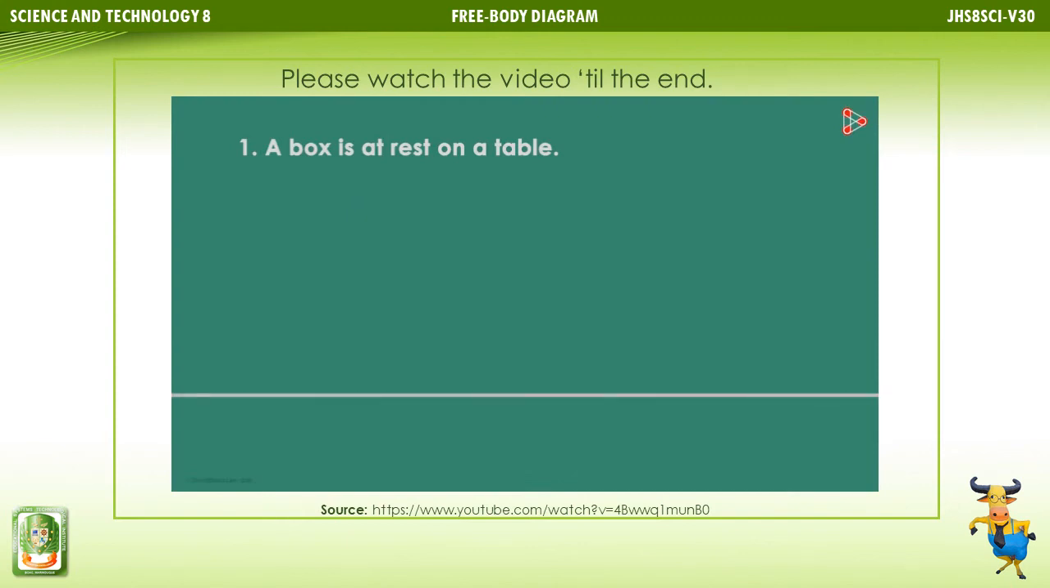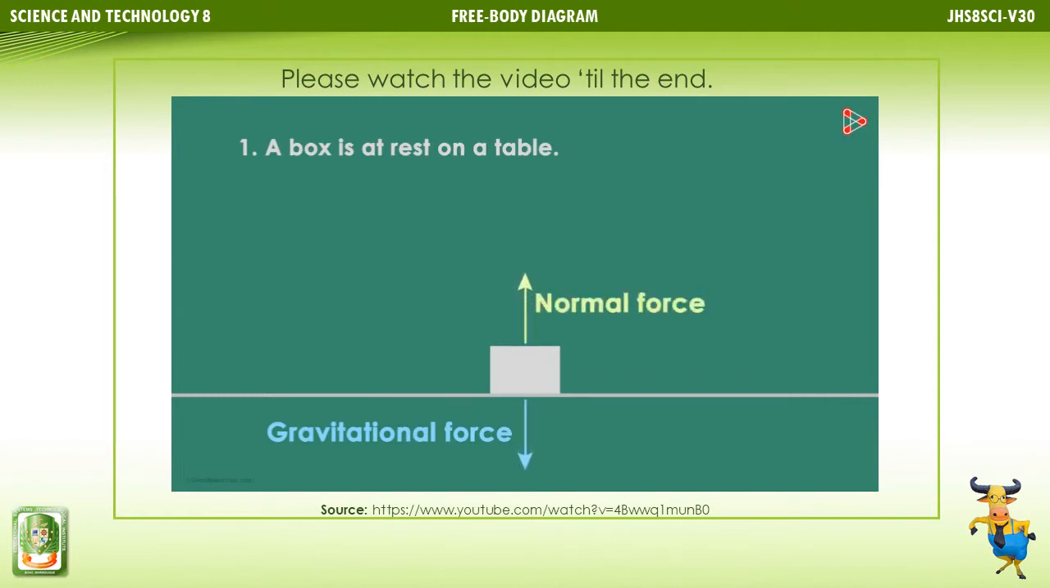Let this horizontal line be the top of the table and the box is placed here. The free body diagram shows all the forces acting on it. First, there is a force of gravity acting on it. It will be downwards. And then there's a normal force acting upwards. As the forces are equal and opposite, the box does not move at all. It continues to remain at rest.